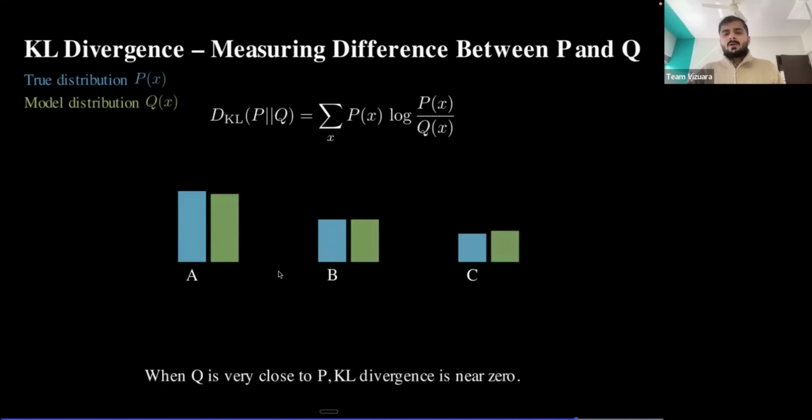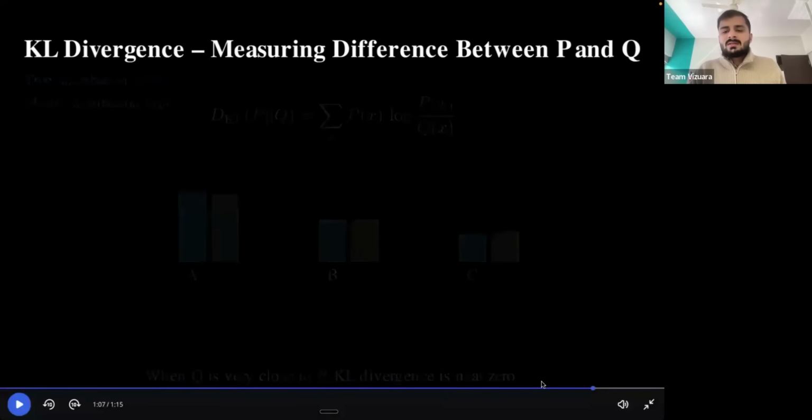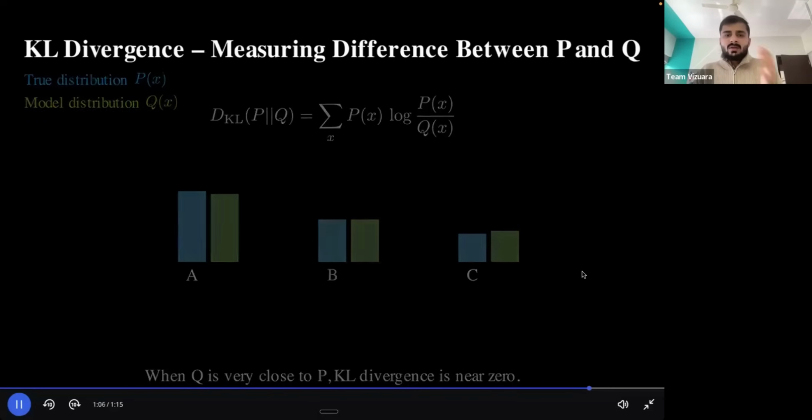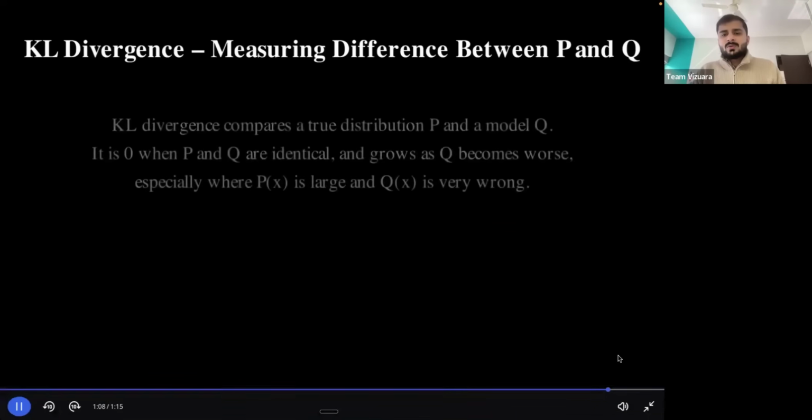So when Q is very close to P, the KL divergence is zero. Why is it close to zero? Because the ratio is 1 and the logarithm of 1 is 0. That's why this term becomes 0 when both the distributions are very close to each other.